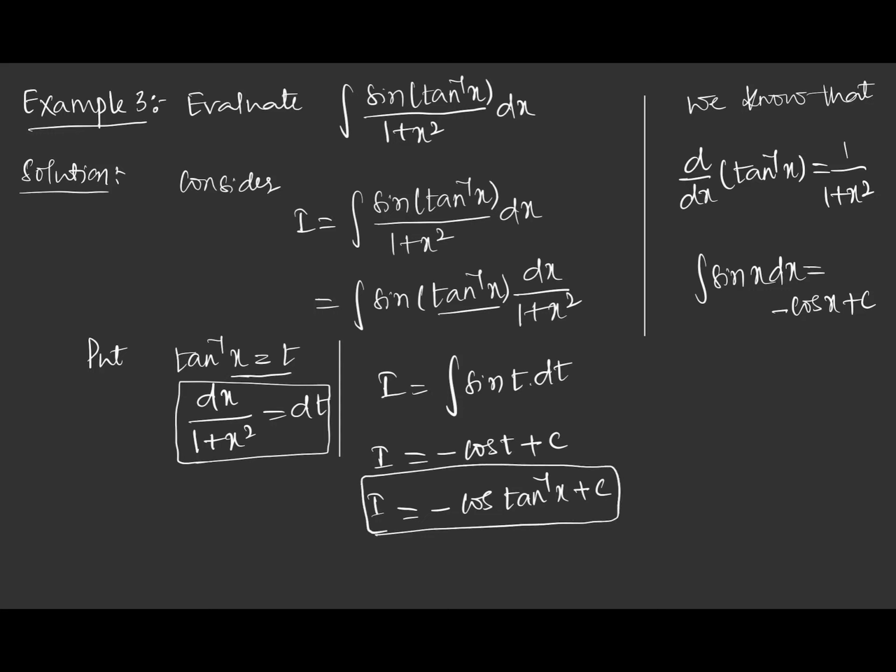I is equals to integration of sine tan inverse x by 1 plus x square. This is the method how we evaluate the given integral by using the method of substitution. Now with the help of this integration by substitution, we can evaluate the sum of the integrals of the trigonometric functions.